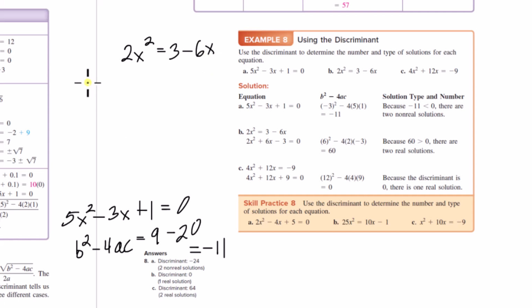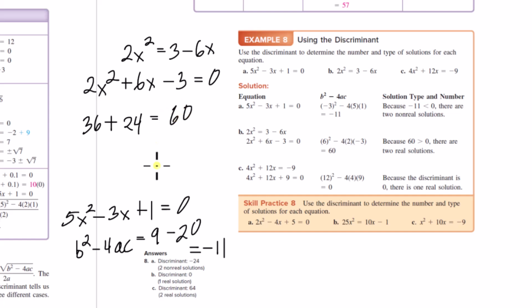Well, you start by putting it into that standard form, so it'll be plus 6x minus 3 is equal to 0. So, okay, what's the discriminant? B squared minus 4 times 2 times minus 3. So it's going to be plus 4 times 2 is 8. 8 times 3 is 24. So that's going to be 60. You're going to have two real solutions.